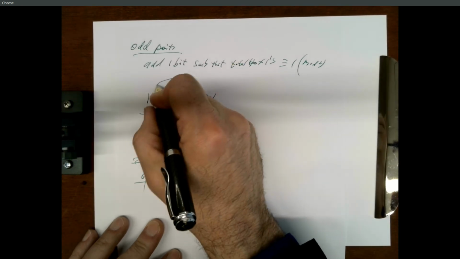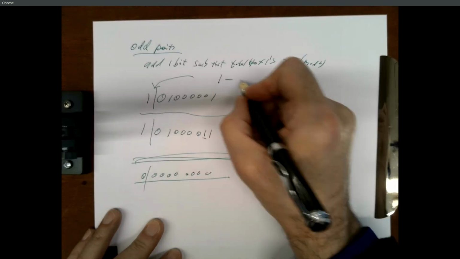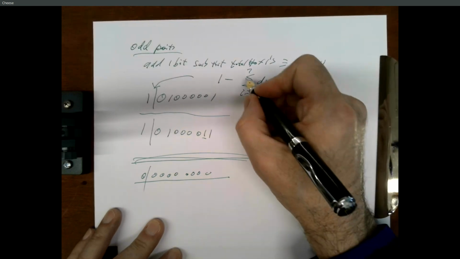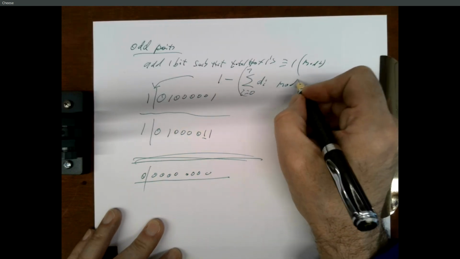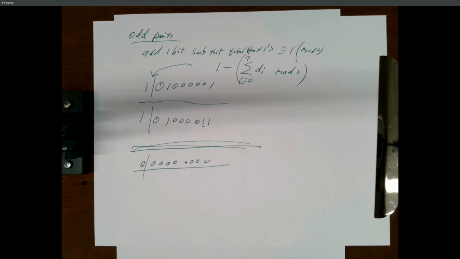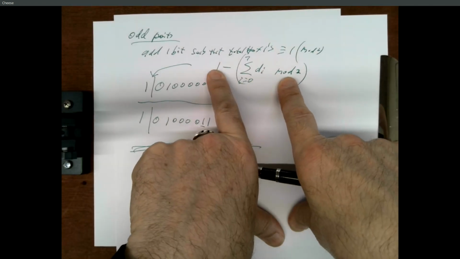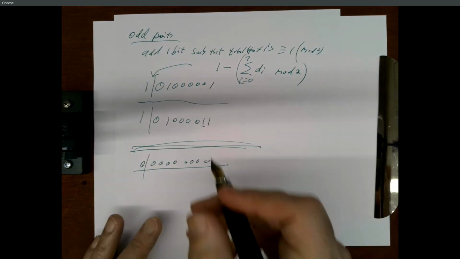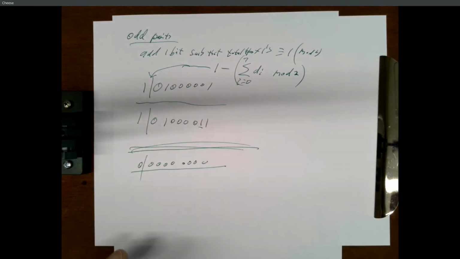And so what's your parity bit? Basically 1 minus the sum: sum up all of your digits, reduce it modulo 2, and then subtract that from 1. So if your sum of digits is even, this will put a parity bit of 1. If your sum of digits is odd, this will put a parity bit of 0. So use that to feed your extra bit.